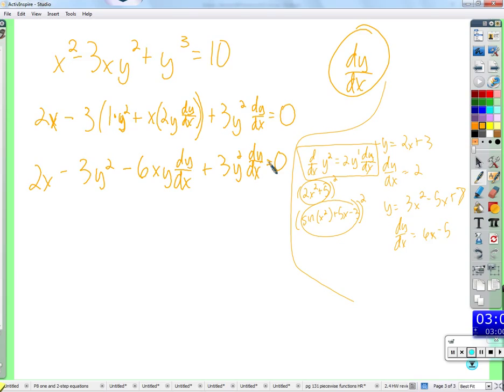What's that? Cancel the 3y squared? No, because this is 3y squared dy dx. So let's take the terms that have dy dx in them and look at them by themselves at least. It's a basic algebra thing. Get the terms that have that thing in them over on one side. So minus 2x plus 3y squared on both sides. Get negative 6xy dy dx plus 3y squared dy dx equals 3y squared minus 2x.